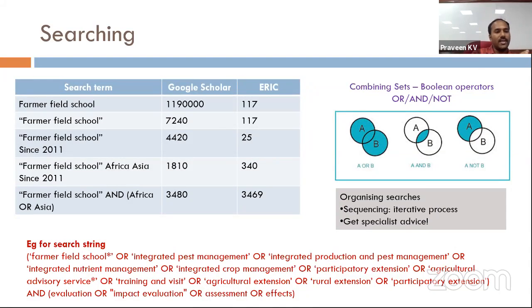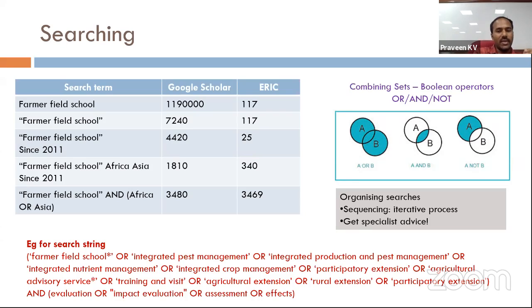We are interested in studies since 2011, so we can filter the year. If you are a user of Google Scholar, you know that in most of these databases we have the option to filter using years, locations, all those kinds of things. Based on that we can filter. Then location, as I told, Africa and Asia.